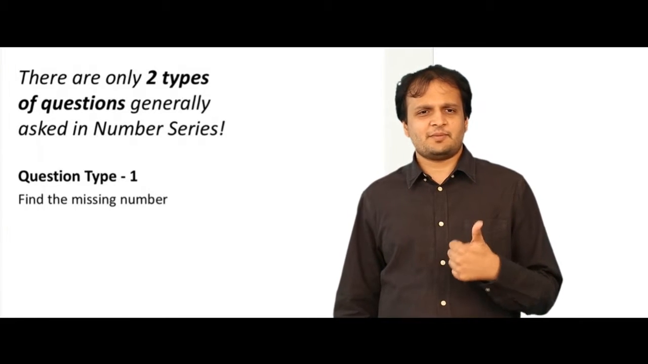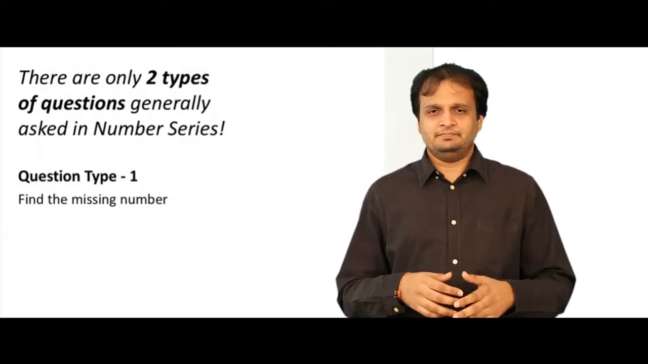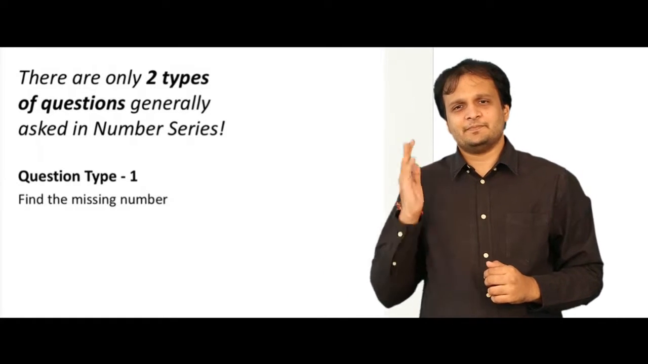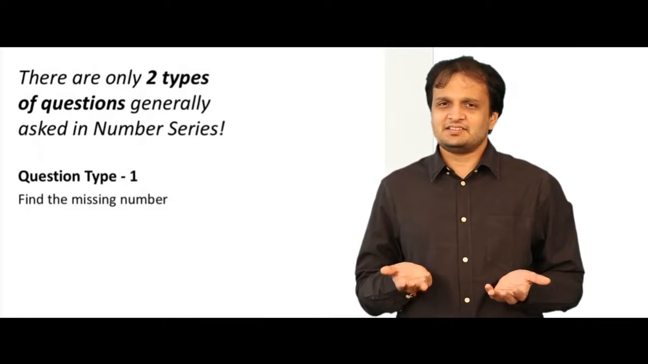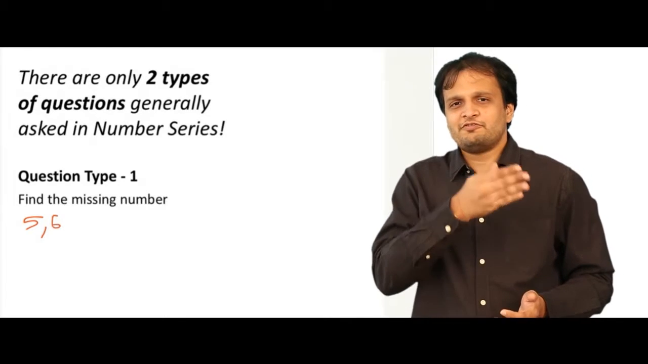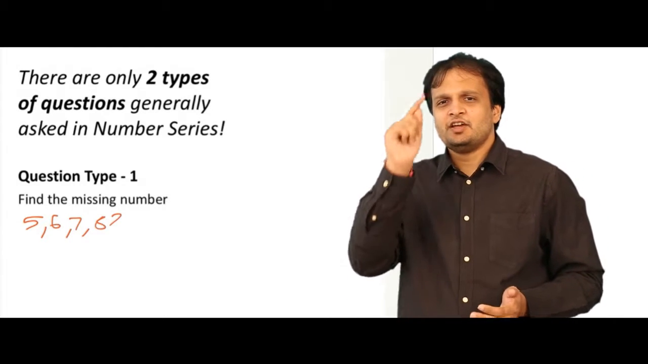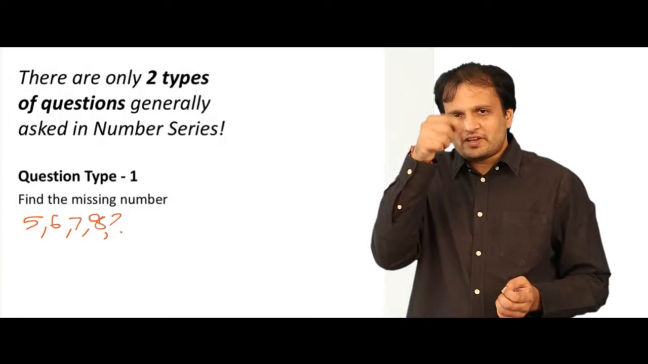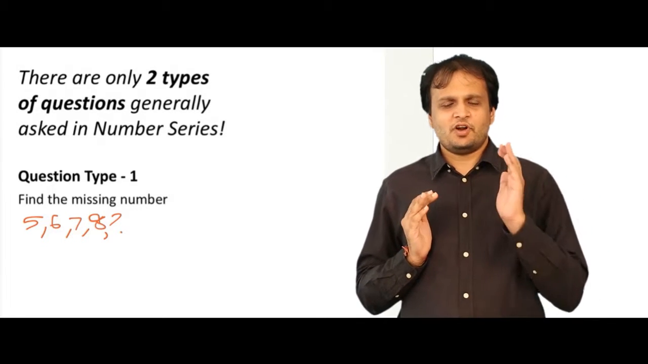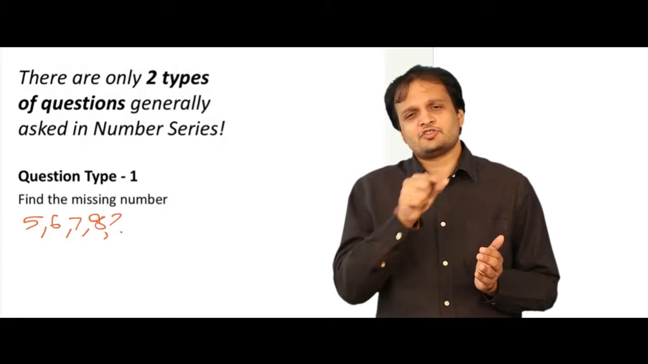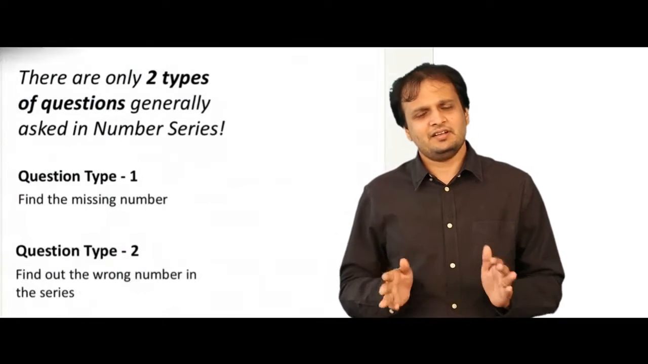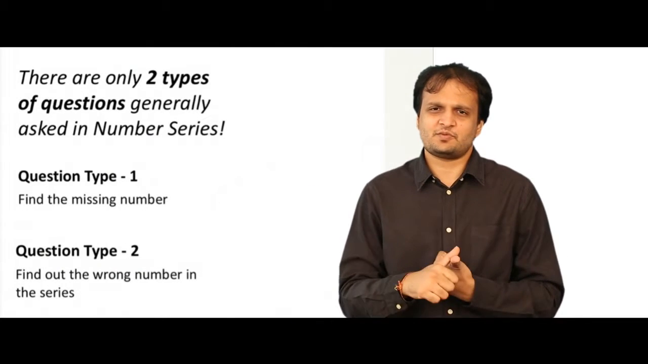So if you look at the first type of question, it says find the missing number. As the name suggests, there will be a number in that series which is missing. Like I told you, 5, 6, 7, 8, question mark, right? This question mark indicates that a number is missing. So what are we going to do? We are going to figure out what should be the number in place of that question mark. This is find the missing number, right? So it's as simple as this. This is the first question type.